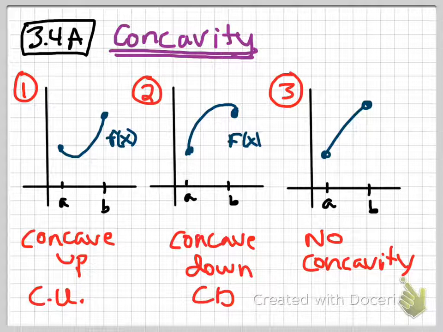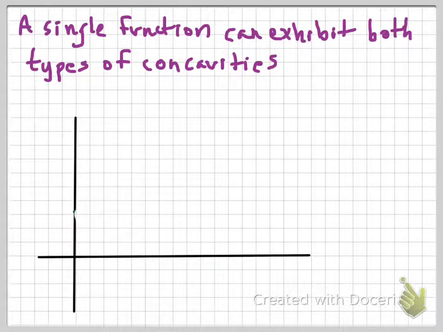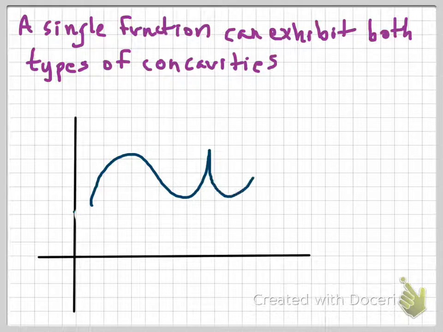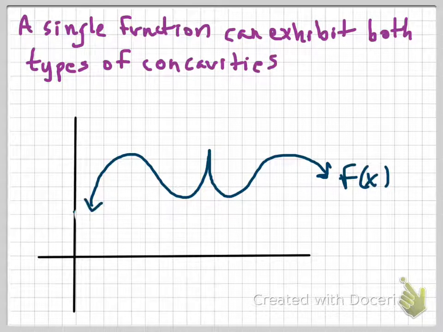And what's interesting is a function f of x can take on multiple concavities. You can have more than one shape in one graph. So my next note here says a single function can exhibit both types of concavity. And I'll show you what I mean. I'm going to make up a graph here. Something that maybe goes like, let's make it interesting, this. This is my graph of f of x. I'll draw a little arrow on both ends.